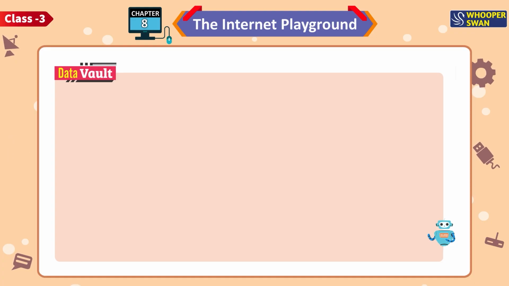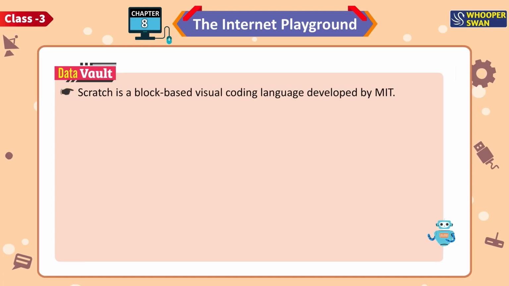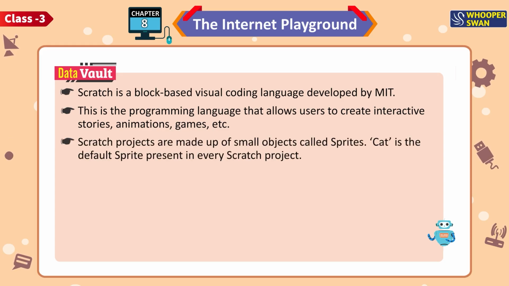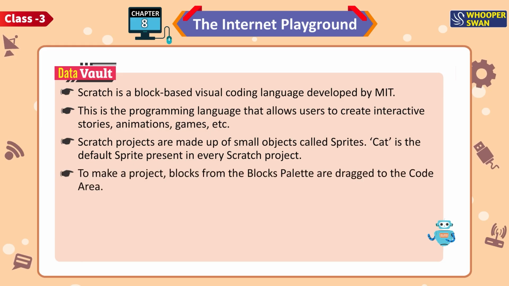Data Vault. Scratch is a block-based visual coding language developed by MIT. This is the programming language that allows users to create interactive stories, animations, games, etc. Scratch projects are made up of small objects called sprites. Cat is the default sprite present in every Scratch project. To make a project, blocks from the Blocks palette are dragged to the code area.